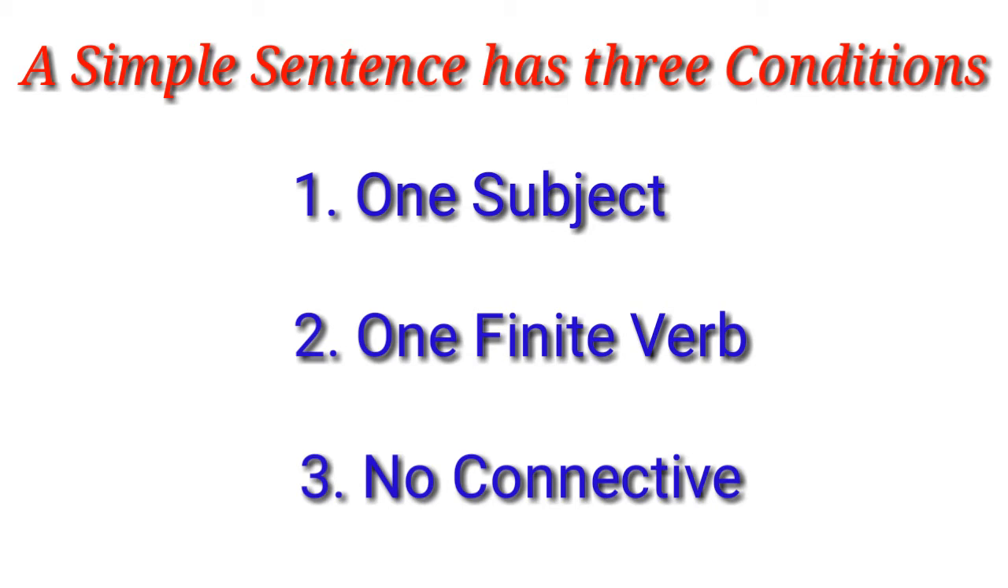There should be only one subject, number one, and number two, there should be only one finite verb. Finite verb means the verb that can bring out completion to a sentence, and the verbs that are not efficient to provide completion to a sentence are called non-finite verbs. There are only three non-finite verbs. Those are infinitive, gerund, and participle. And the third feature is there shouldn't be any connective in simple sentence.